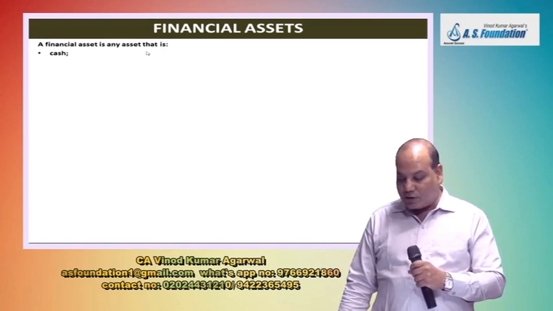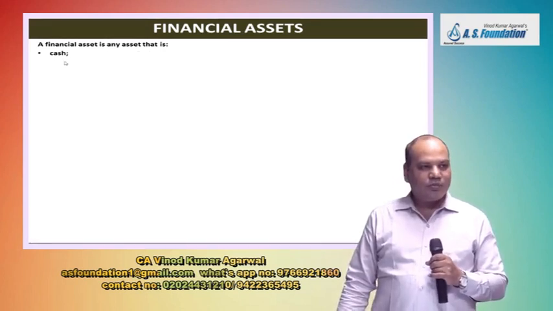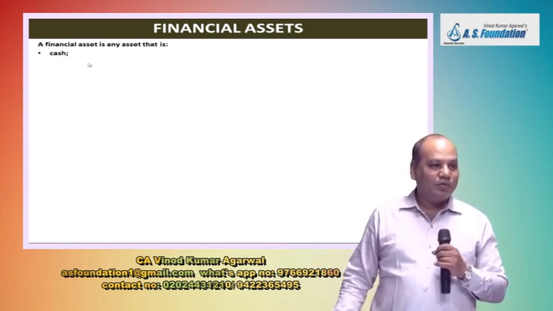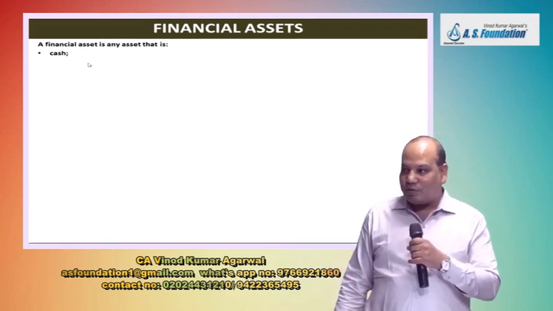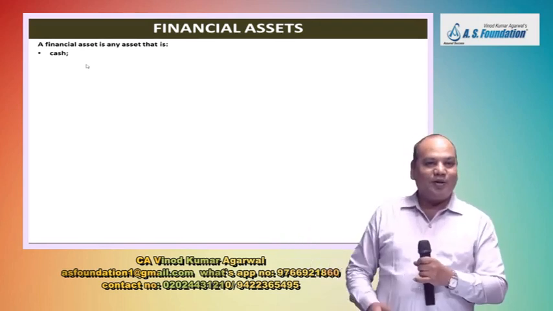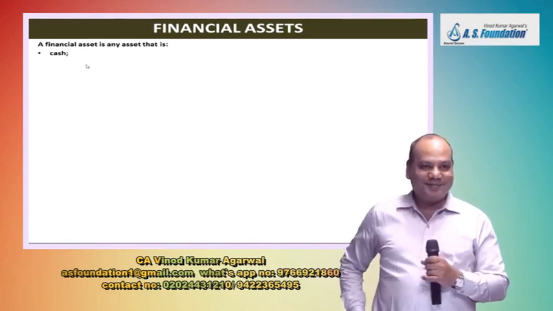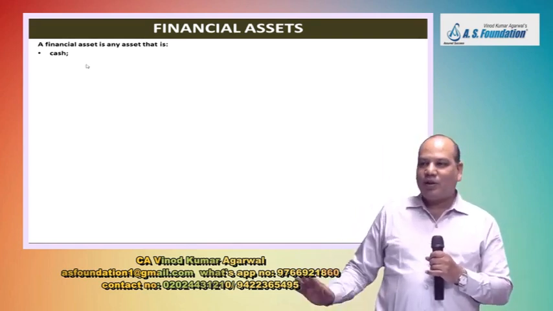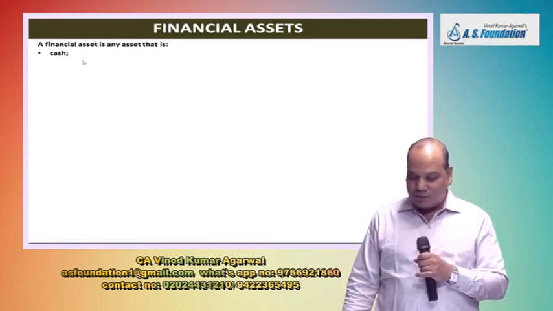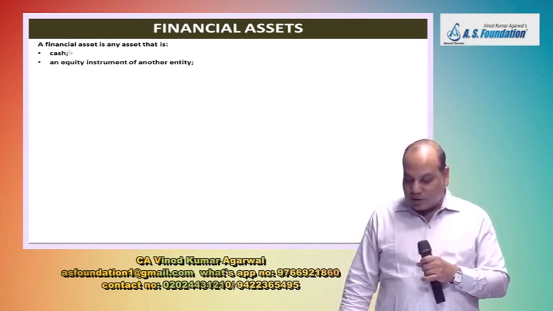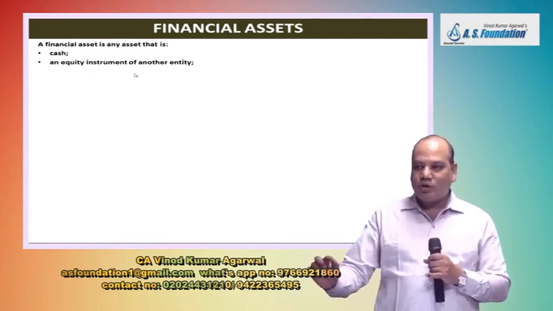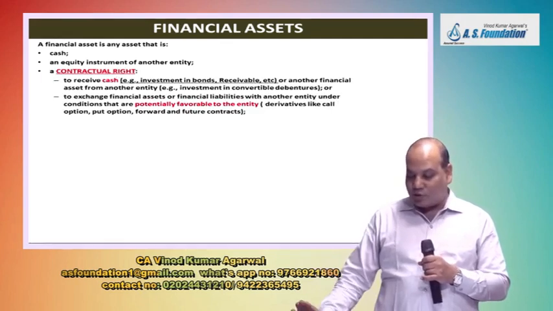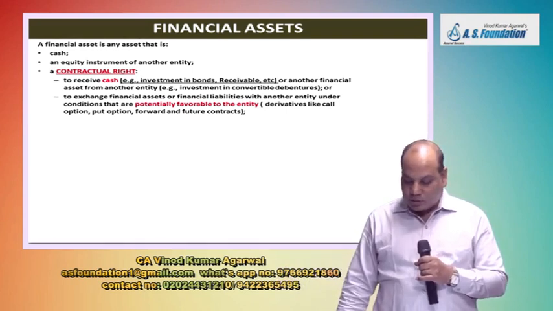And then a financial asset is an asset that is cash. So cash is by definition a financial asset. Cash means cash at bank also. Cash deposited in bank also. Gold kept in bank locker, is it a financial asset? No. Gold kept in a bank is not a financial asset. FD is a financial asset. Or it is an equity instrument of another entity. So this is by definition a financial asset if it is an equity instrument. But what is an equity instrument, we will see again after some time. Up to this was simple.